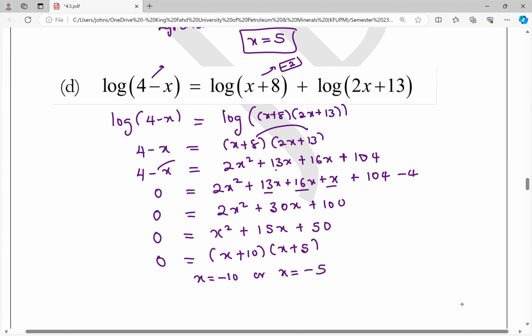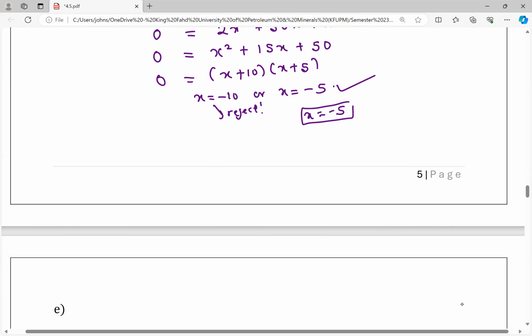If you put minus 5 here in the first term, 4 minus minus 5 is 9. If you substitute it here, minus 5 plus 8 is a positive number. If you substitute it here, you will have minus 10 plus 13, which will be positive. So minus 10 is the one we need to reject. And this will go. So our solution is x equals minus 5.